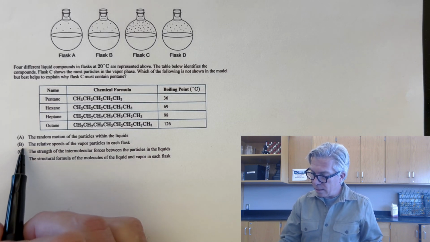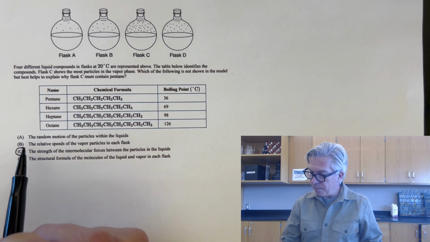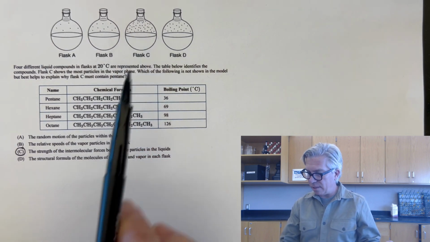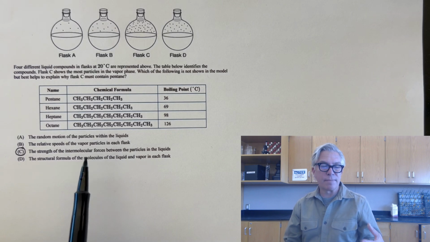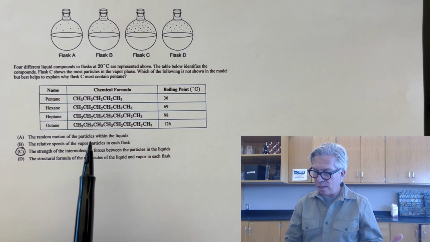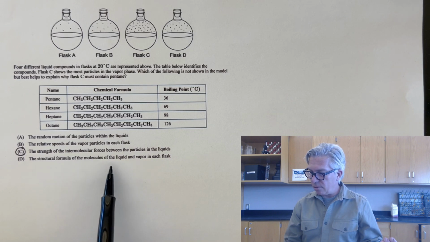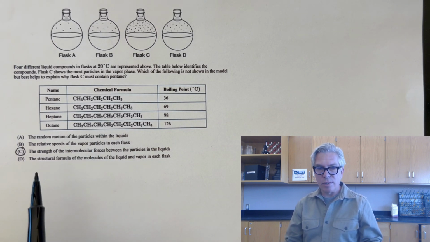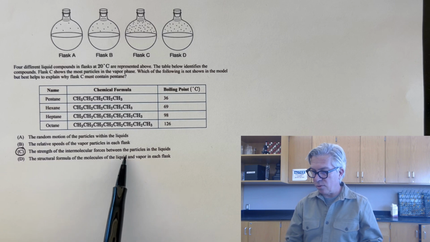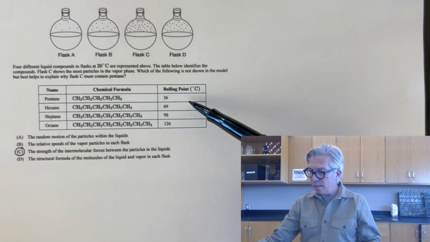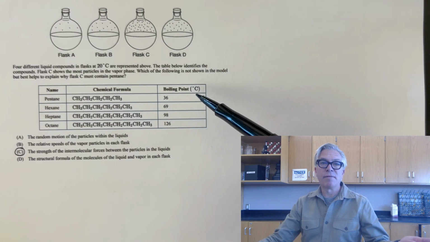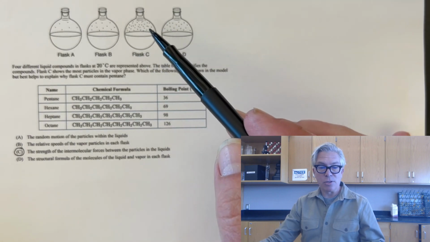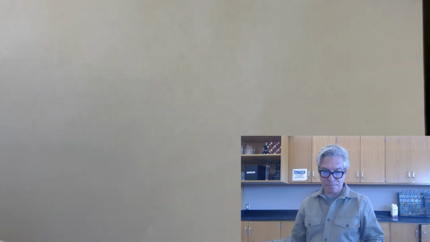Okay, and if you picked letter C, congratulations. This model is not showing the random motions, but it doesn't really need to. We're just worried about why there's more in the vapor phase here. The relative speeds of the vapor particles could change as well, but again, it's not relevant here. The structural formulas could be included, but we already have the chemical formulas, which are close to being the structural formulas. The real big thing here is the strength of the intermolecular forces between the particles in the liquids. Because pentane has the lowest boiling point, that tips us off that it has the weakest intermolecular force and therefore the strongest vapor pressure, or the most molecules vaporizing in there.